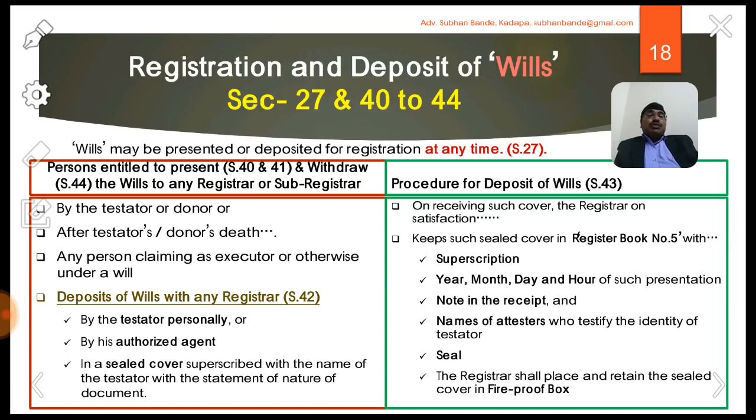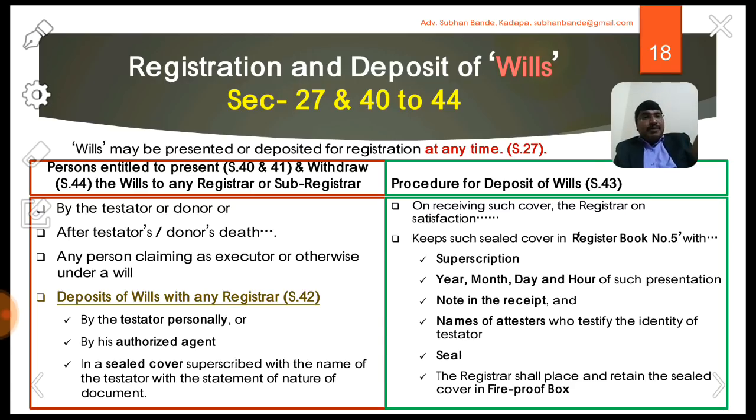But with regard to other instruments specified under section 17, the document should be presented or deposited for registration within 4 months of their execution, not exceeding 4 months from their execution. But this rule is not applicable to wills. Wills may be presented or deposited for registration at any time. There is no time limit for presenting wills for registration.